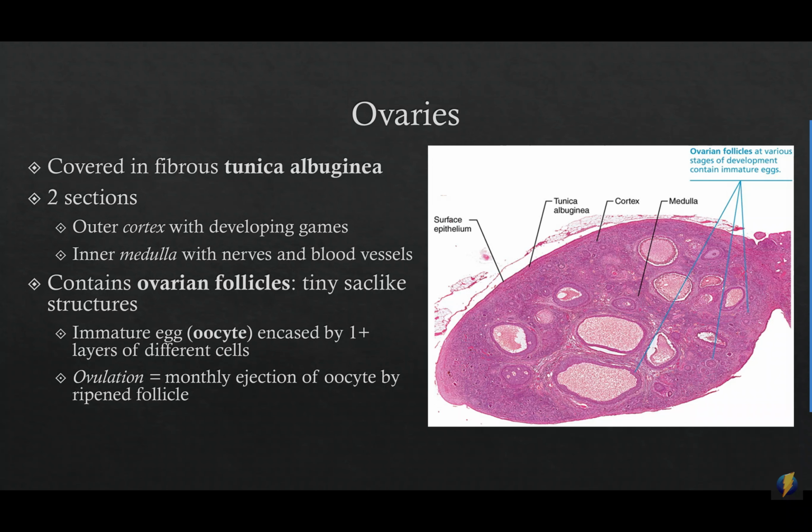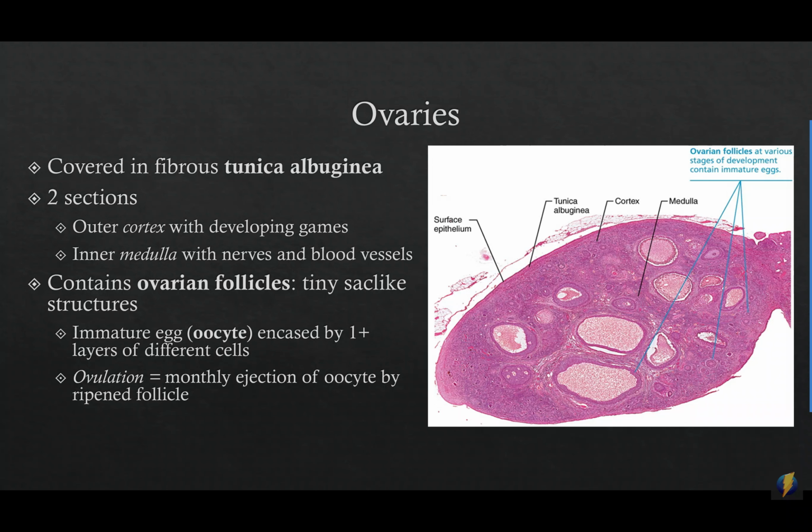Inside the cortex of the ovaries are what are known as ovarian follicles, essentially little sac-like structures that contain an oocyte, which is an immature egg, and that egg then gets encased in different numbers of layers. We're going to talk about follicle development when we get to female physiology, but the number of layers and the types of cells that surround the oocyte changes during the monthly cycle, and changes as the follicle develops.